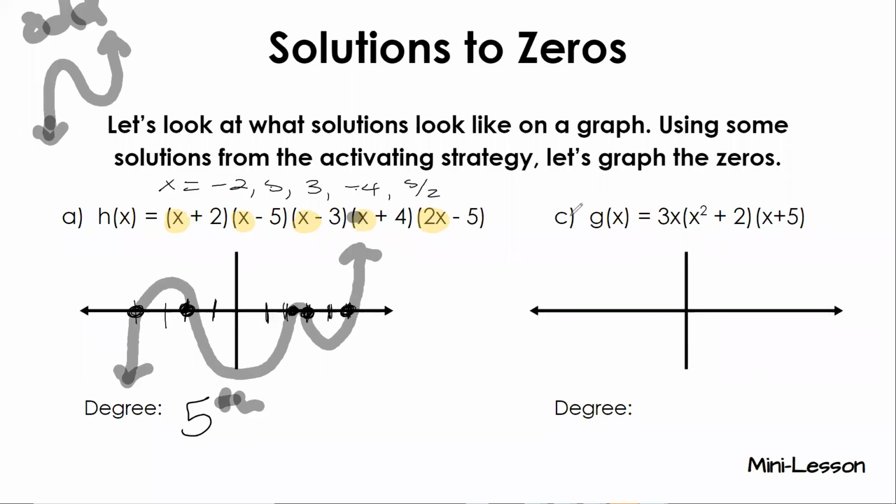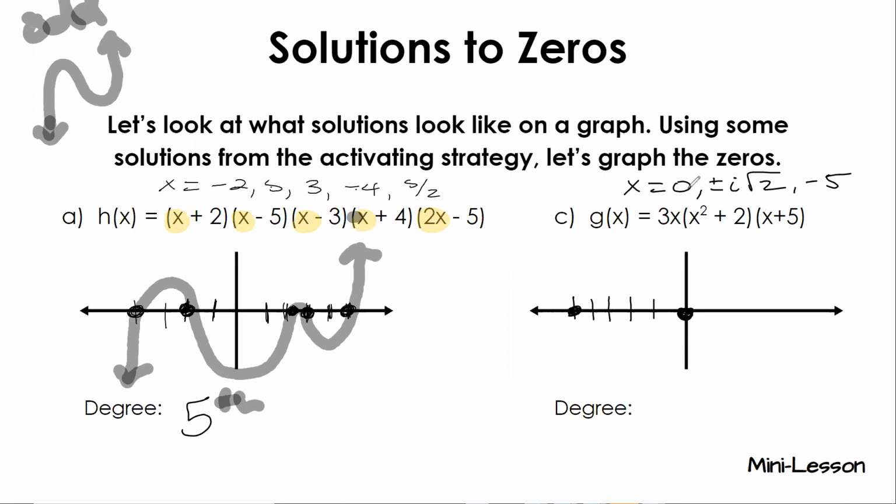So now let's look at the next one. This is C. Our solutions to this were 0, positive and negative i square root of 2, and -5, right? We're going to have an x-intercept at 0 and -5, and then we can't graph this i square root of 2. Imaginaries do not cross the x-axis. I'm going to say that again: imaginary solutions do not cross the x-axis. So you're not going to see them, but they are a solution.